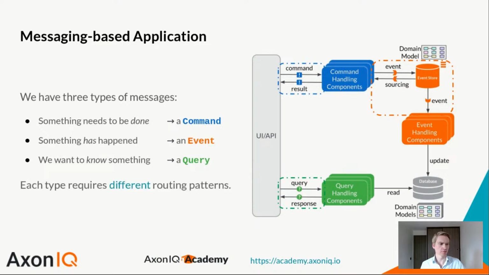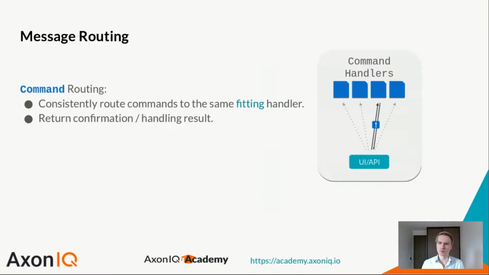Now, each of these would require a different routing pattern. So if you want to send a command, what's very important with commands is that they are consistently routed to the same fitting handler. If, for example, I have one bank account and I want to do two transfers from that bank account to a different bank account, now they need to be handled by that same handler consistently, so that I can actually handle them one after another.